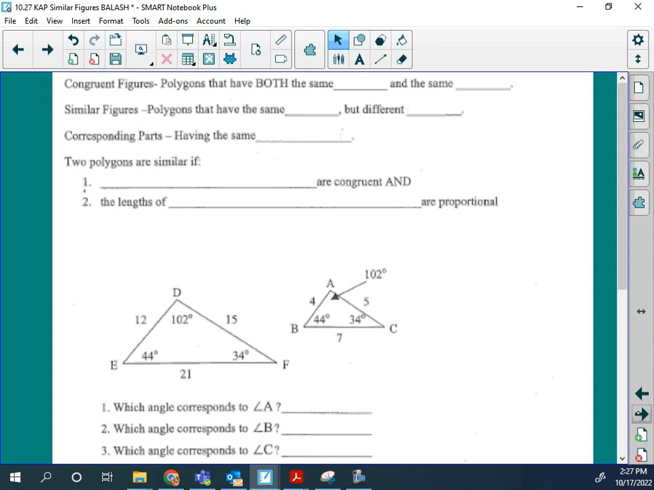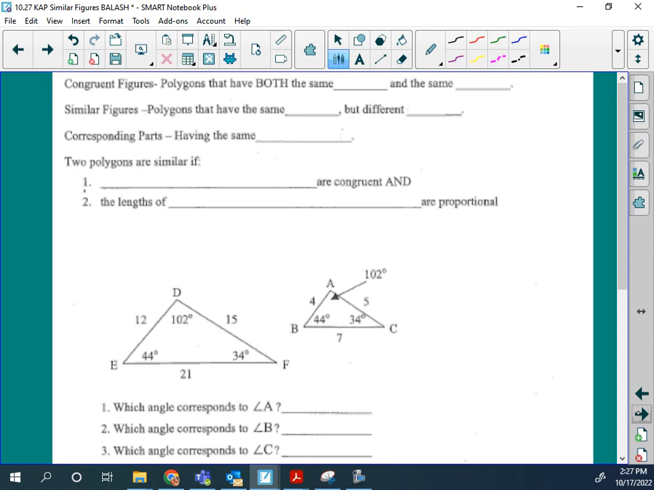All right, guys, today we're going to continue talking about similar figures. Yesterday, my guys, you did a Nearpod, and everyone else, you did a discovery. But hopefully you learned a few of these things already just based on yesterday. But today we have some notes, okay?